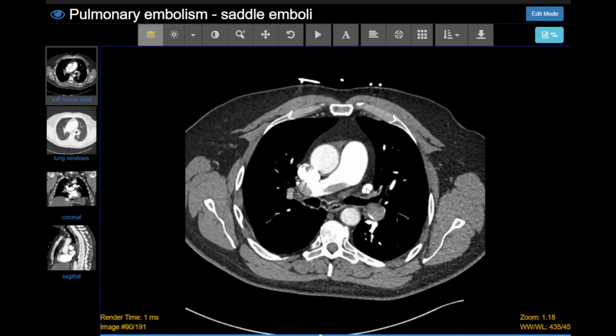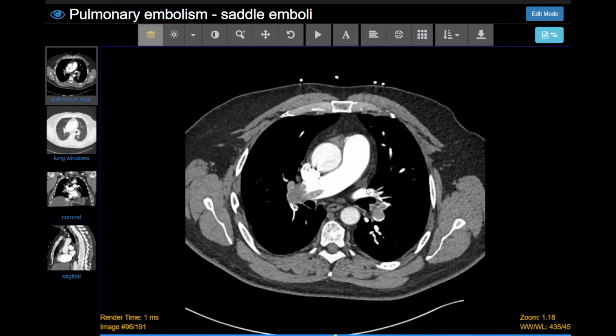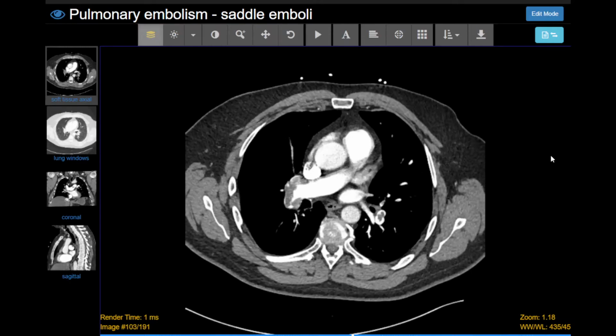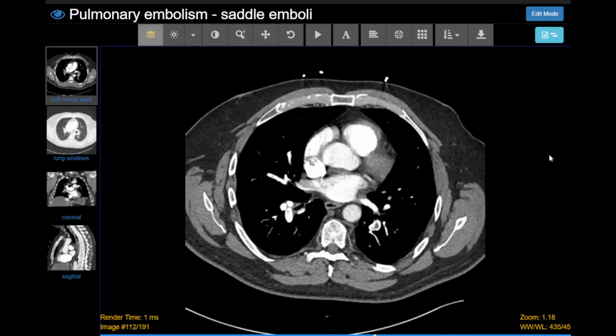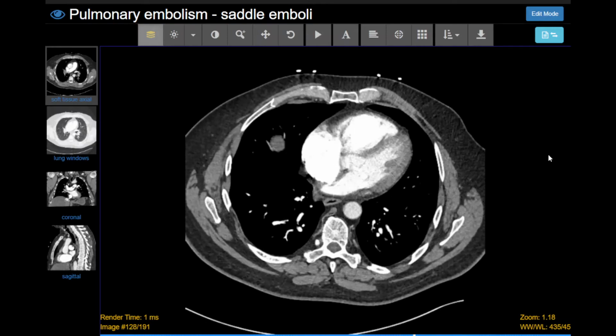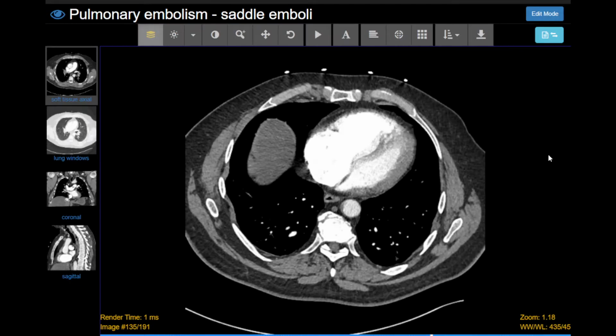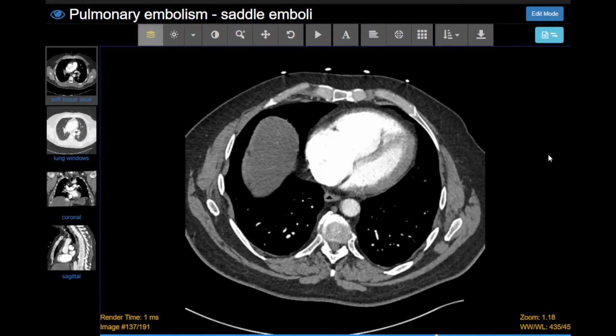When we see a PE of any kind, there are a few things you want to keep in mind. Number one, is there any evidence of right heart strain? So is pressure increasing on the right side of the heart to the point where the right heart is having difficulty overcoming that pressure? One of the ways you can look at this is scroll down to the level of the ventricles. Here we have our right ventricle anteriorly and our left ventricle. The left ventricle should be bigger than the right ventricle. At least they should be about the same diameter.